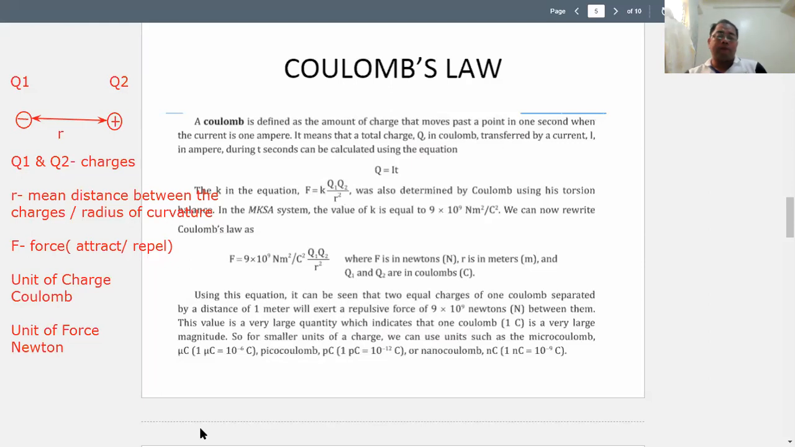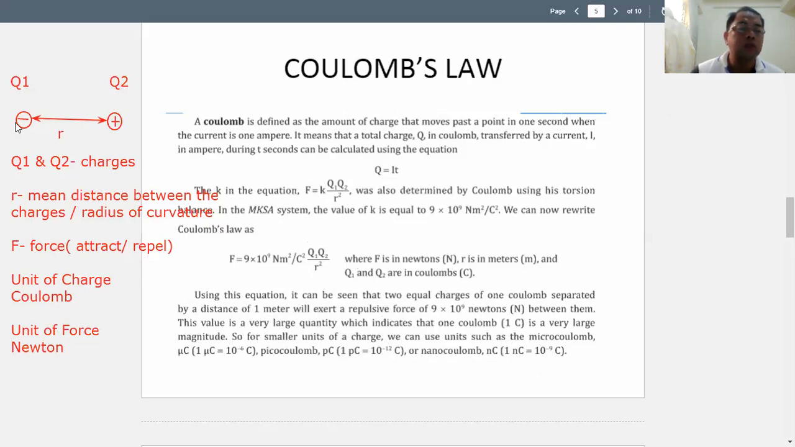So, for example, using the Coulomb's law equation above, it can be seen that two equal charges of 1 Coulomb separated by a distance of 1 meter will exert a repulsive force equal to 9 times 10 to the 9 Newton. No? So this is a very big value. The charge is merely 1 Coulomb each. So if Q1 is 1 Coulomb, Q sub 2 is also 1 Coulomb.